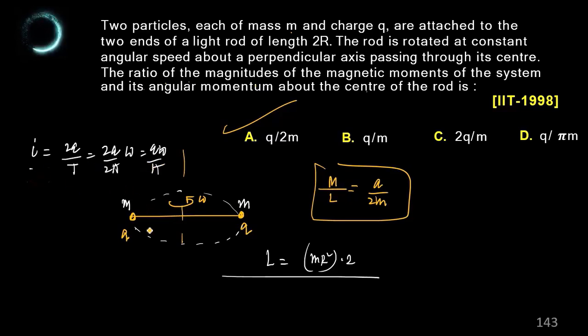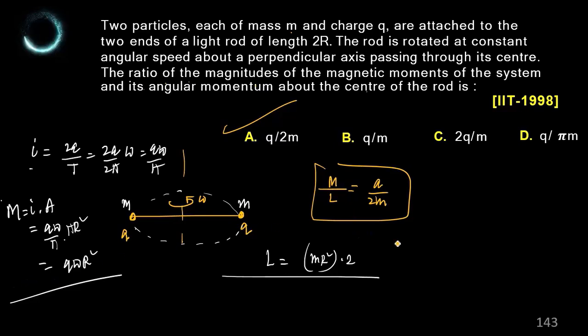What is the area? It is pi into r square. So m should be equal to I into area, q omega by pi into pi r square. That means q omega into r square. Okay. So m by L ratio is q omega r square divided by 2m r square. না, L is I into omega. হ্যাঁ, L মানে I into omega. Omega তো থাকছে, তখন আলটিমেটলি কি হবে? ওমেগা আর স্কয়ার উপর থেকে কাটছে, q by 2m.